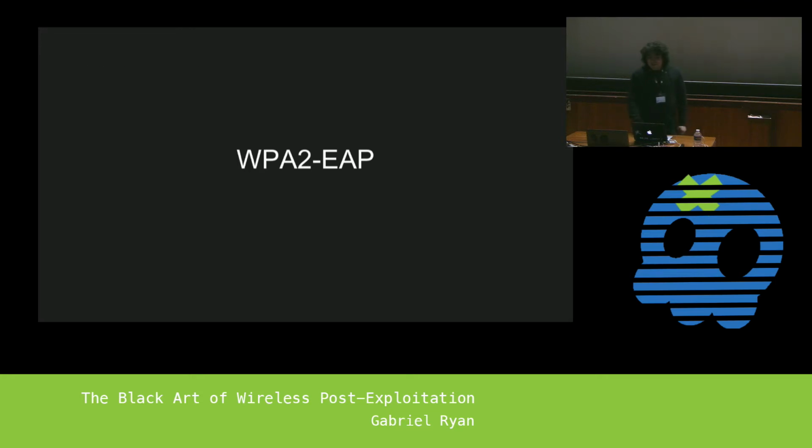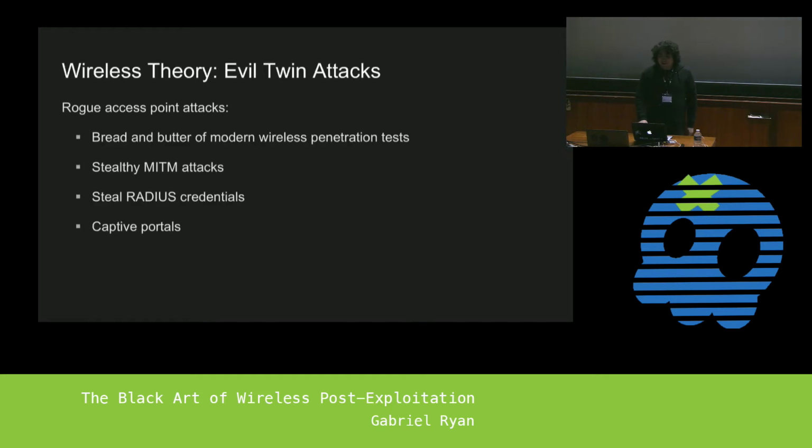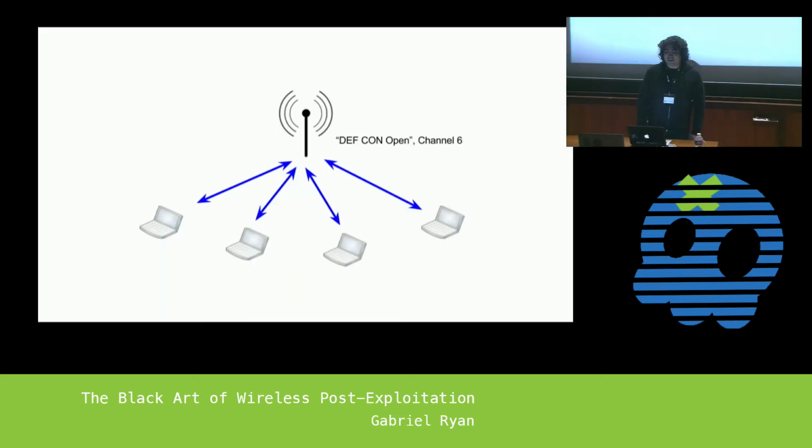Okay, so before we go into the meat of this talk, we should talk about WPA-EAP. And before we talk about WPA-EAP, we have to talk about rogue AP attacks, which are the means by which traditionally you'd attack these kinds of networks. The rogue AP attack is pretty much the bread and butter of the modern wireless penetration test, because you can use them for a lot of really cool things. You can use them for man-in-the-middle attacks, stealing RADIUS credentials, all kinds of really neat stuff.